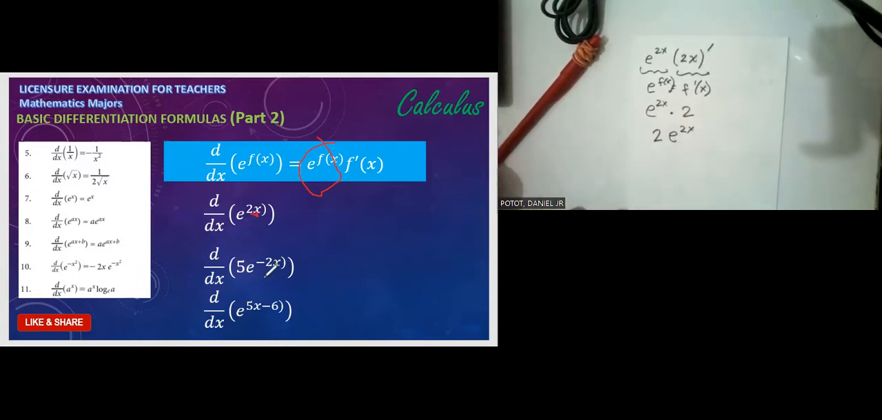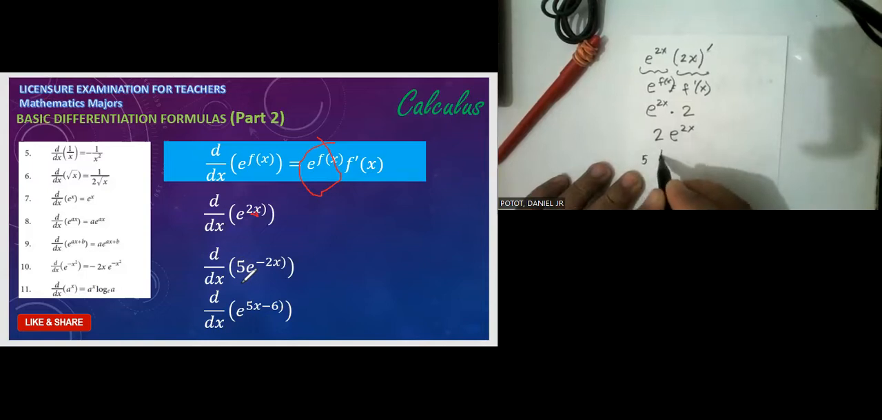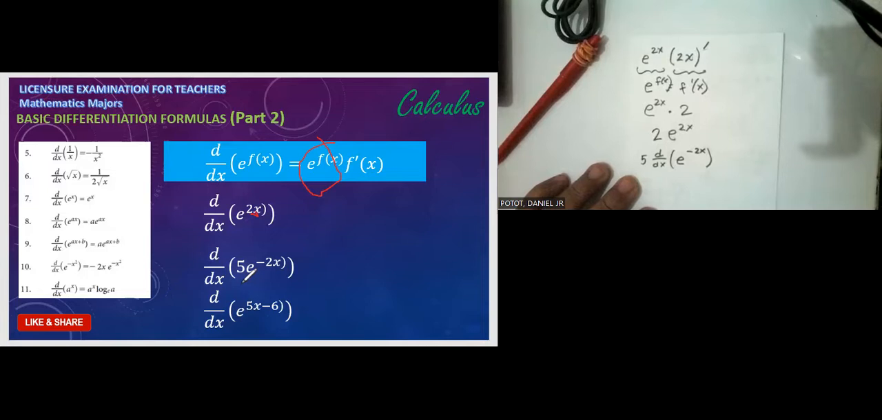5e to the negative 2x. Again, that 5 there, you can just simply put it outside for a while so you don't get confused. However, as time goes on, you will be able to master this one, even without writing all of these steps, and definitely give the answers that we are looking for.